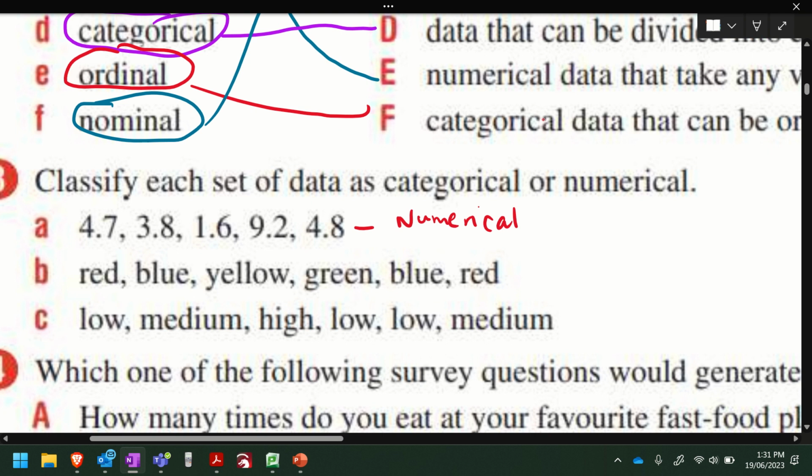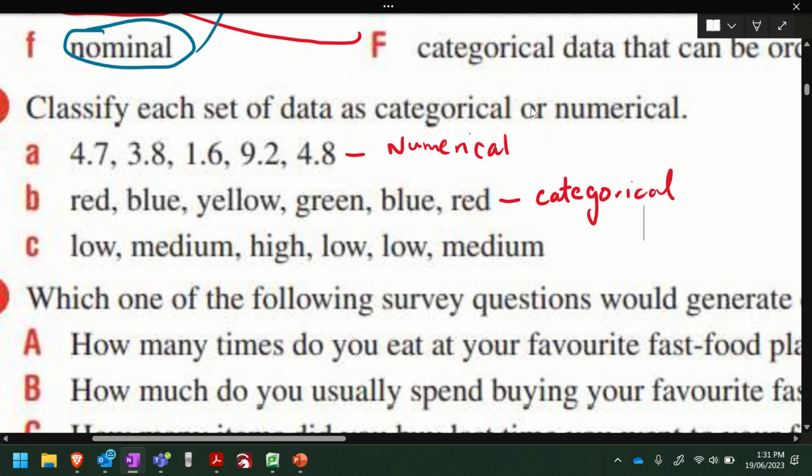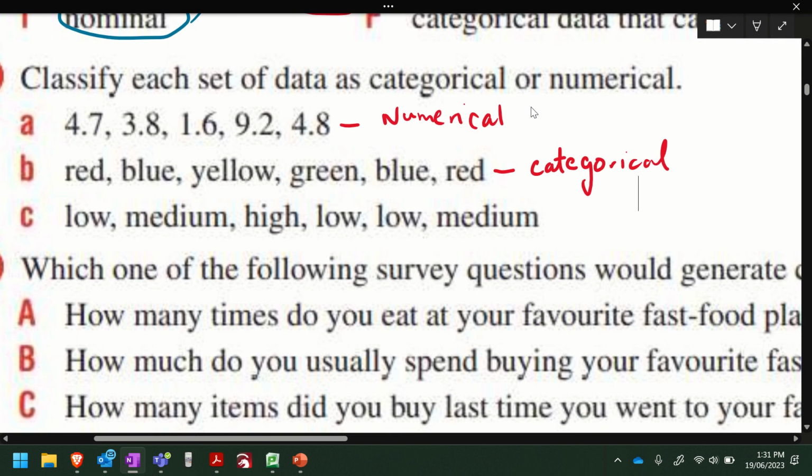All right, next one. Let's go with Kayla. What is B? Why is it categorical? Describing words, yeah? And there's no order, it's just saying it's these colors. So it could probably be categorical nominal, but we don't need to put that down.